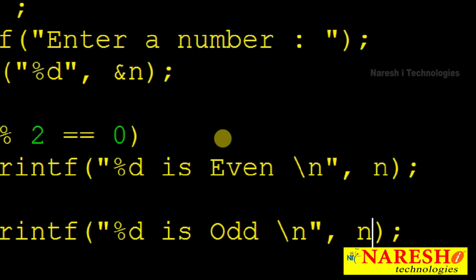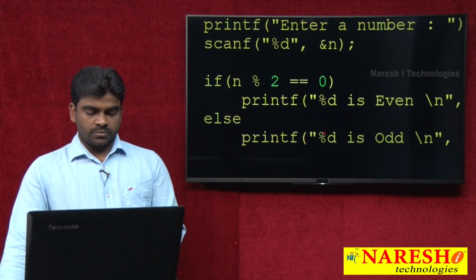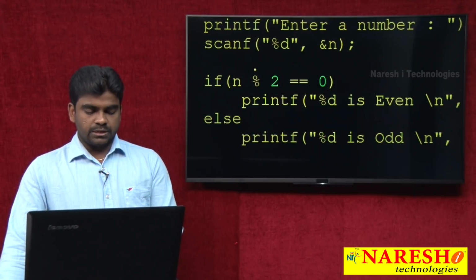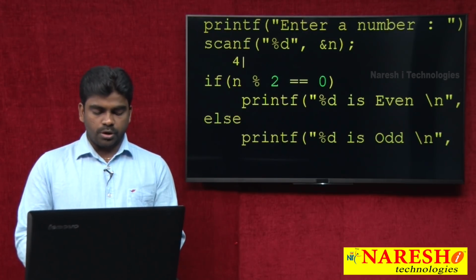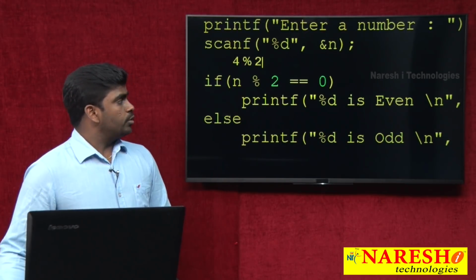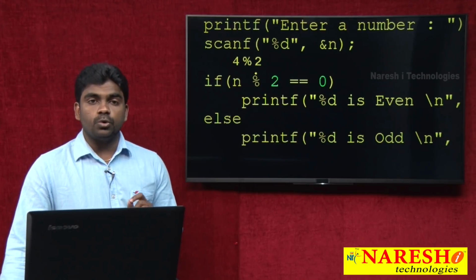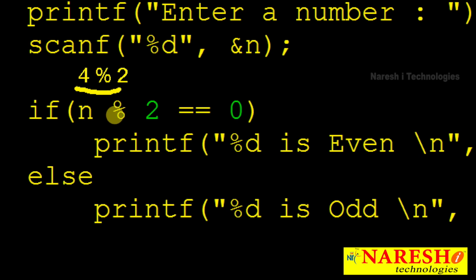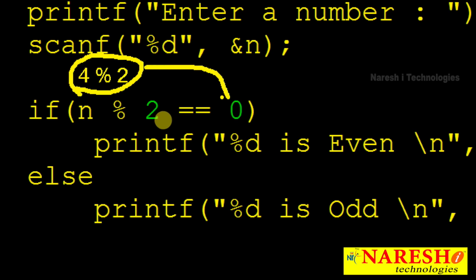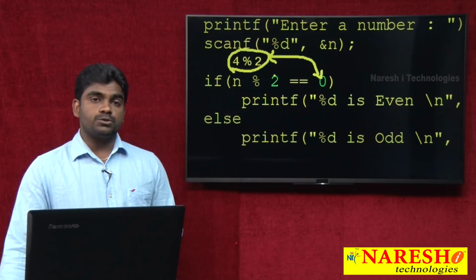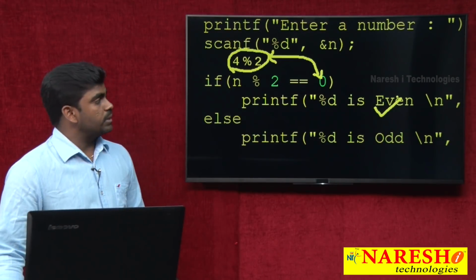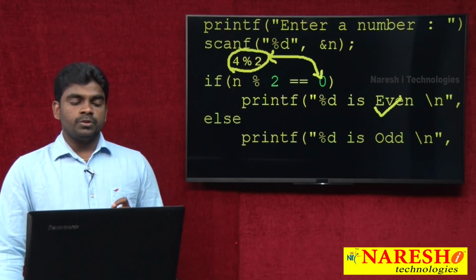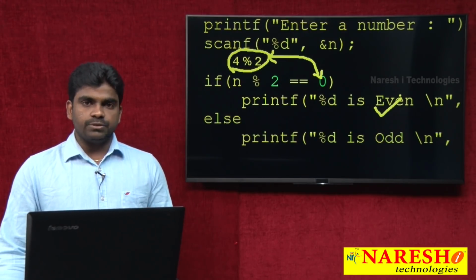Now see how it executes. Observe, the n value we are taking. What is the n value? Take any value, for example 4. 4 mod 2 will give what? 0. 0 equals 0, the condition is true. It returns 1. So it will print n is even number. What is the n value? 4. "4 is an even number" message it will print.